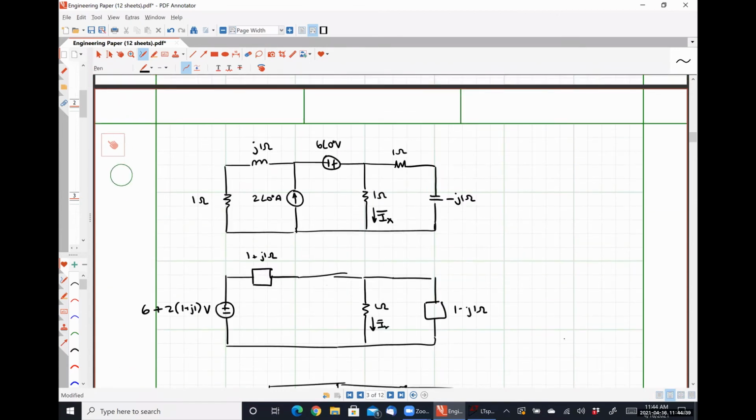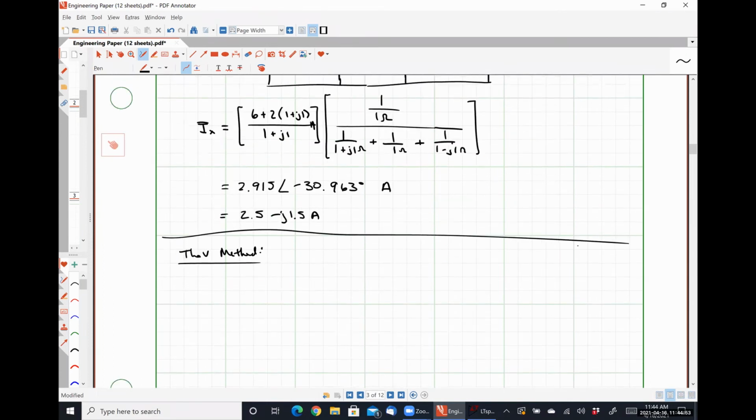So I'm going to take my original circuit and I'm going to pluck out this 1 ohm resistor, because I'm trying to find the Thevenin equivalent with respect to that 1 ohm resistor. So I have one ohm here, a J 1 ohm here. Here's my 2 angle 0 degrees amps current source. Here's my 6 angle 0 degrees voltage source.